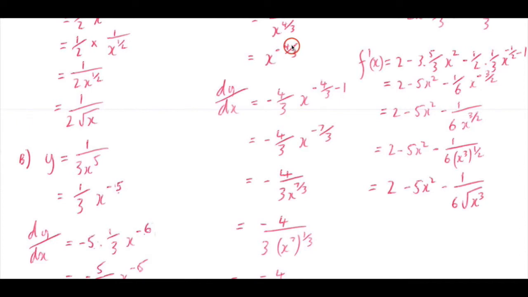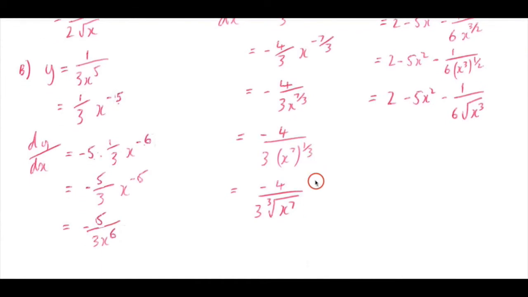So basically the -4/3 comes down, it's x to the power of the original power minus 1. This minus 1 could be written as negative 3 on 3. So I end up with negative 4 on 3 multiplied by x to the power of negative 7 on 3. And I can write that as negative 4 over 3 lots of x to the power of 7 on 3. So I've just brought that x down, and I had to change the sign of the power.